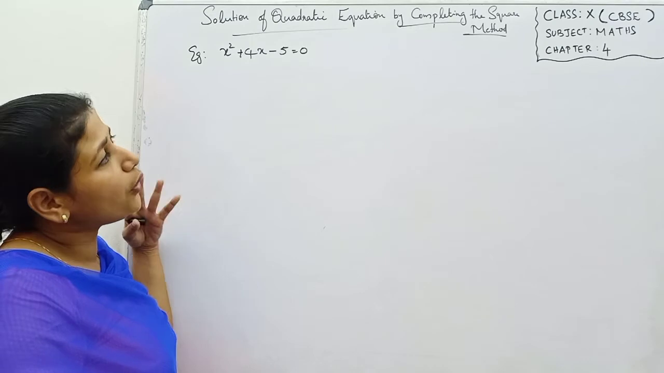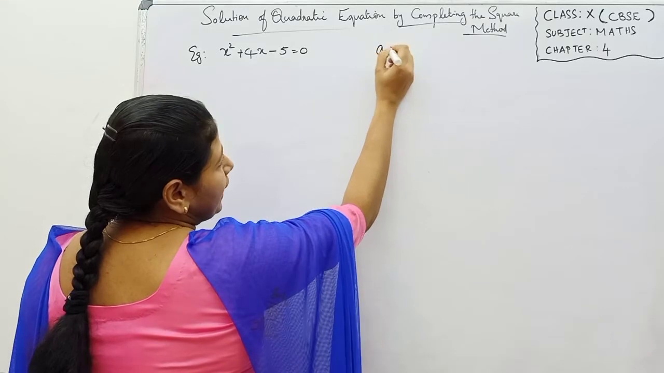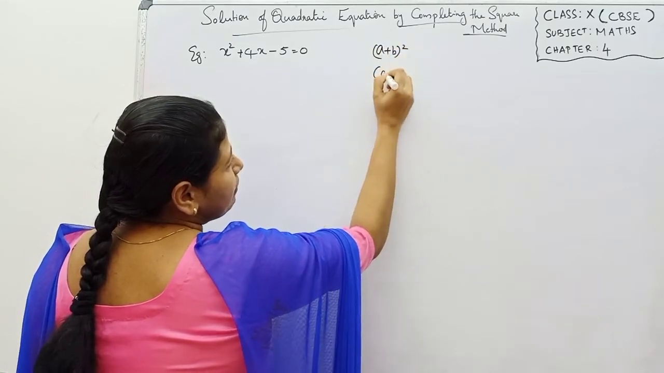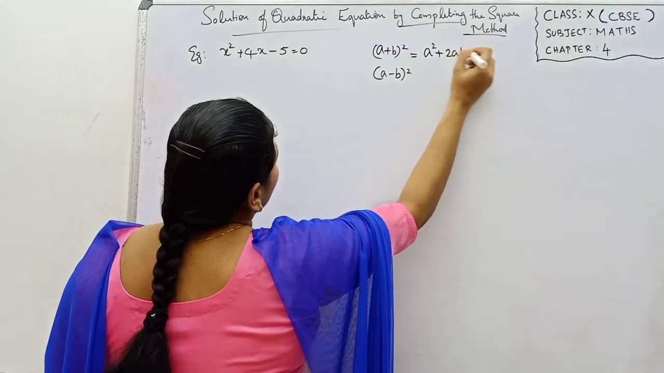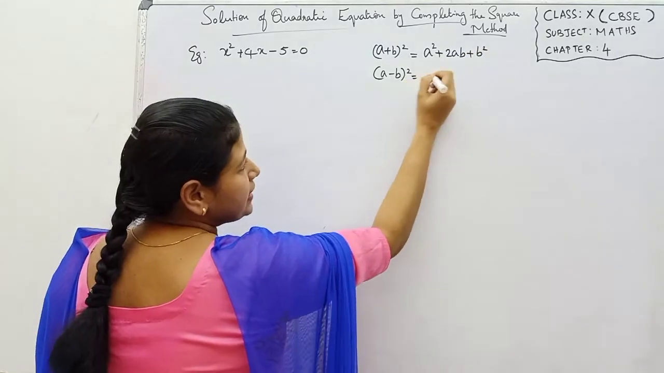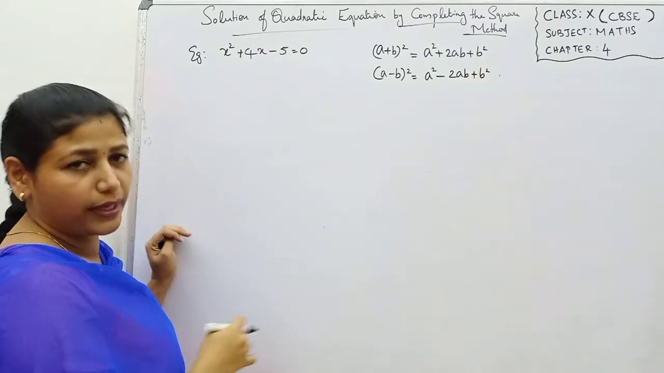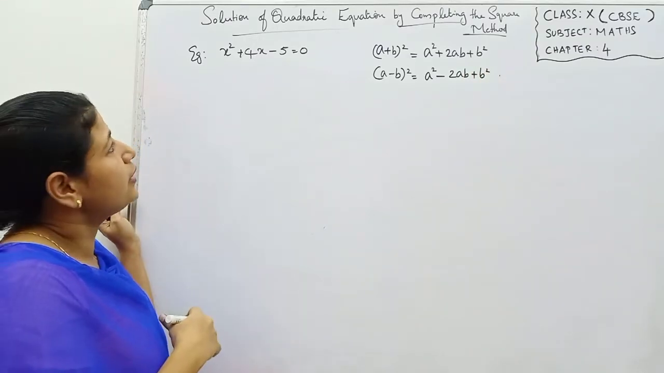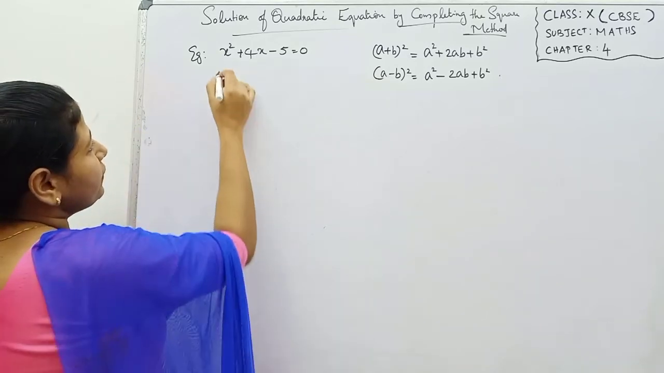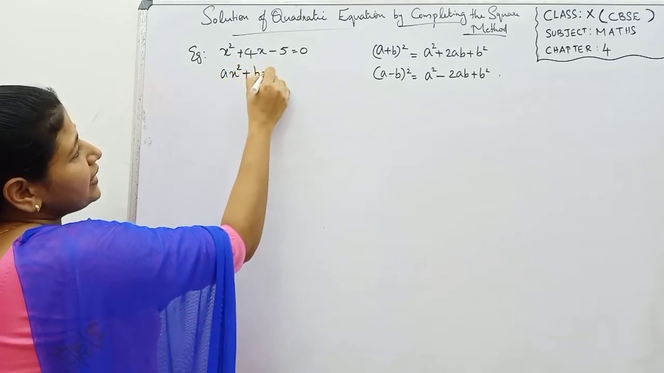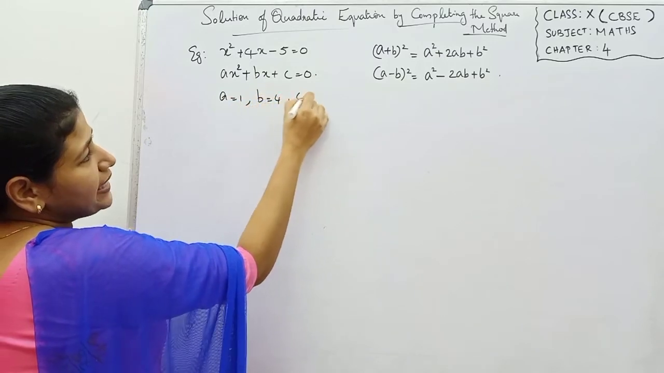Before going into the square completion method, we should know the identities a plus b whole square and a minus b whole square, isn't it? A plus b whole square is a square plus 2ab plus b square, and a minus b whole square is a square minus 2ab plus b square. Coming to the question, we have x square plus 4x minus 5 equal to 0. This is a quadratic equation of the form ax square plus bx plus c equal to 0, where a is 1, b is 4 and c is negative 5.